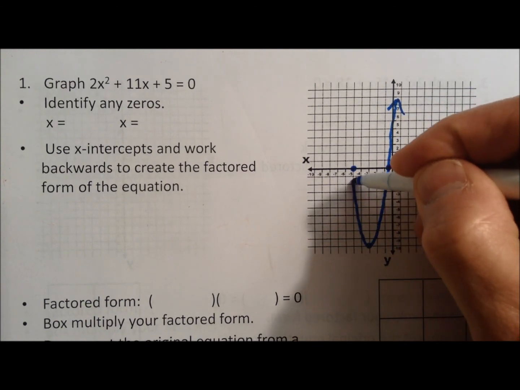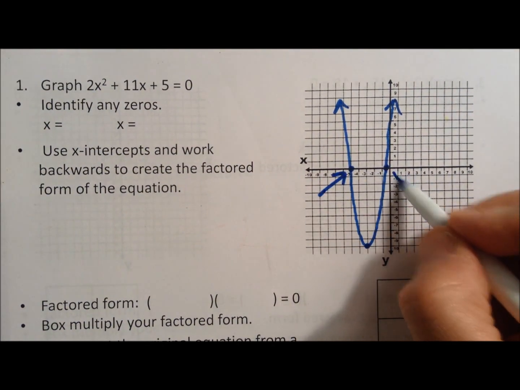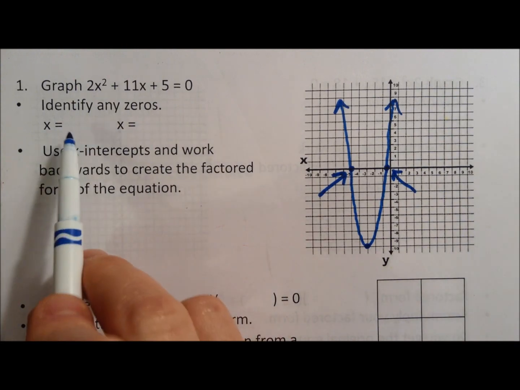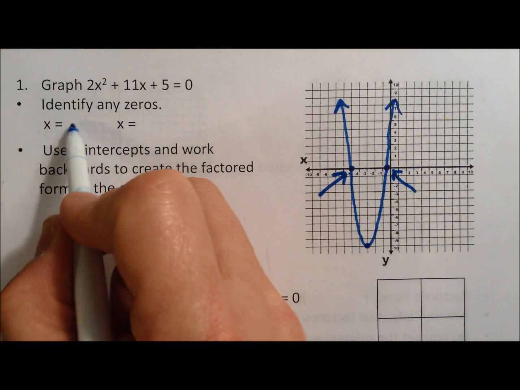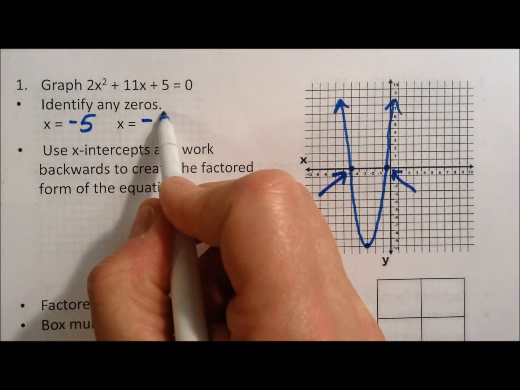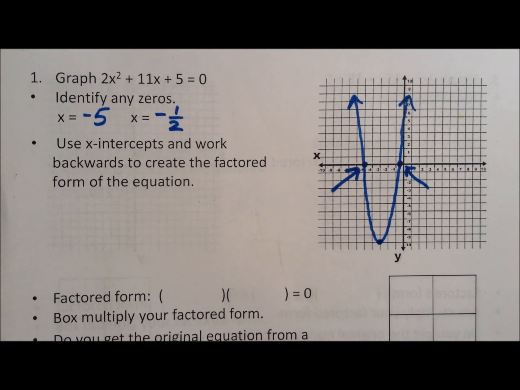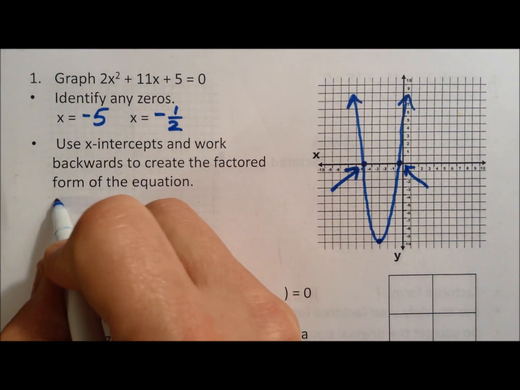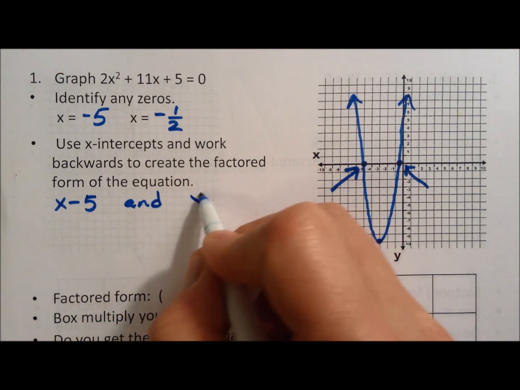We're not going to worry about being perfect. But we do want to make sure that we have these two points exactly. Our zeros were, if you remember, negative 5, and the other one was negative 1/2. Okay, so now we're going to do what I did on the previous example. Both of these, we have to do both of them.